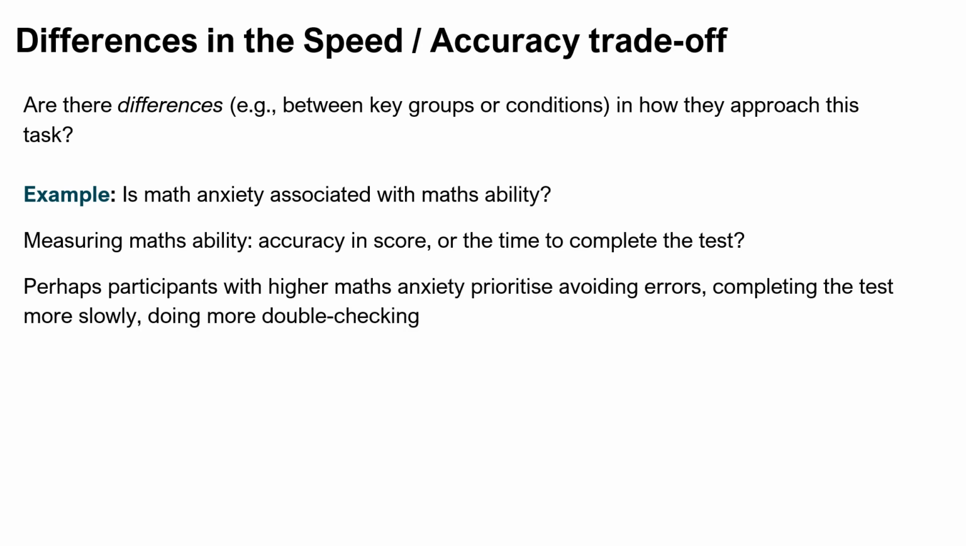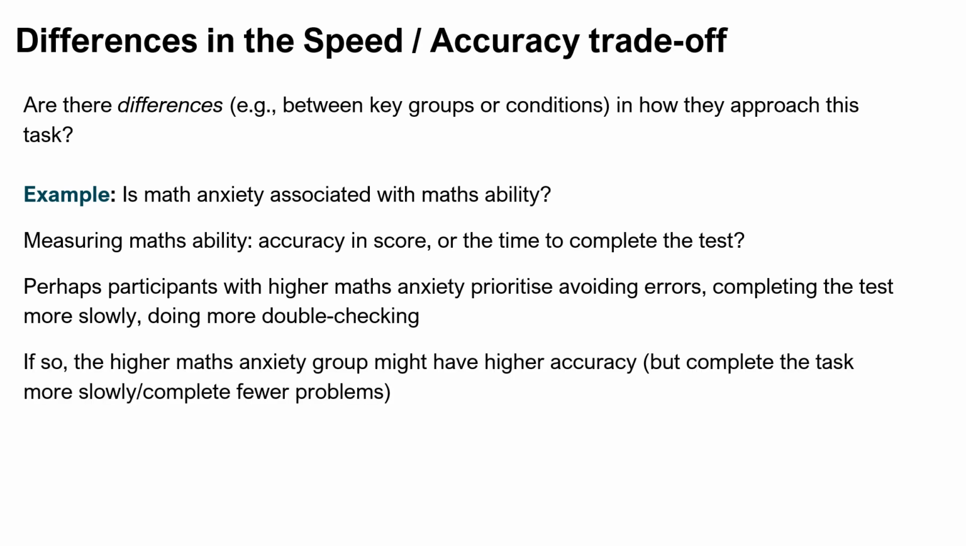Because it could be the case that maybe participants with higher levels of maths anxiety would prioritize avoiding errors. So they might complete the test more slowly because they're doing more double checking, for example. And if that is the case, then the group that's higher in maths anxiety might have higher accuracy, but they might complete the task more slowly, and they might complete fewer problems overall.